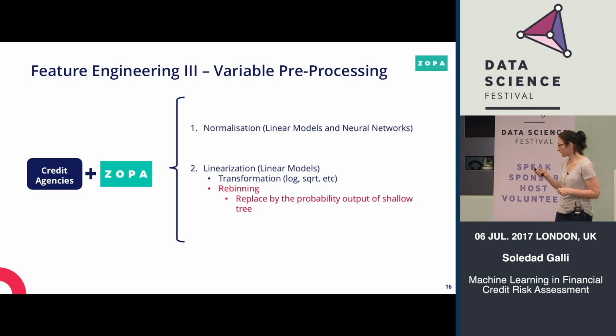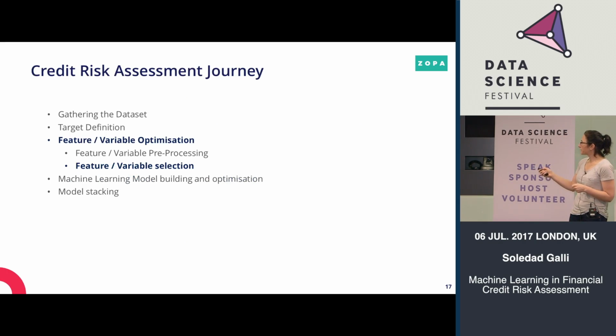and the target. And there is a blog coming up on this method very soon at Zopa, so if you're interested, you can stay tuned. And this is about it for preparing the data set.